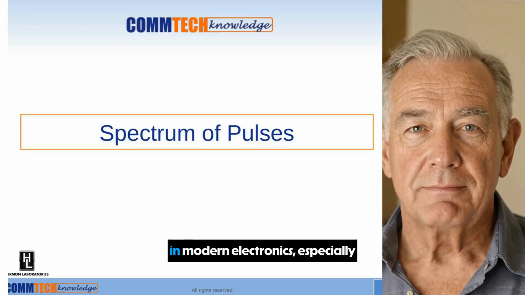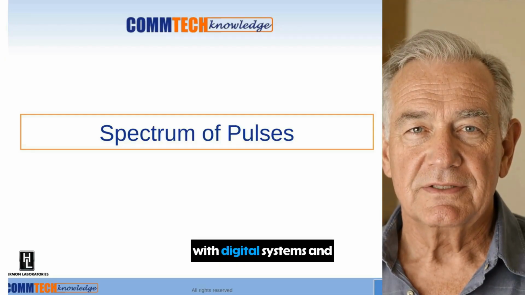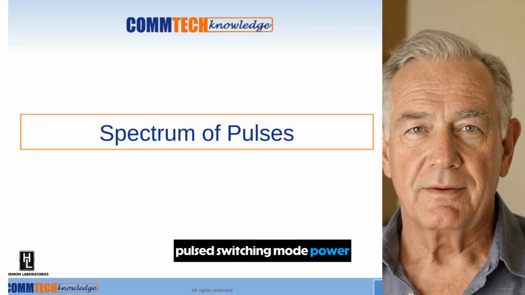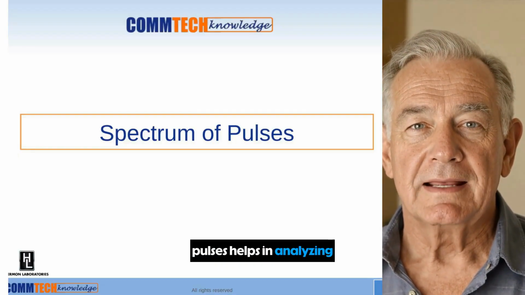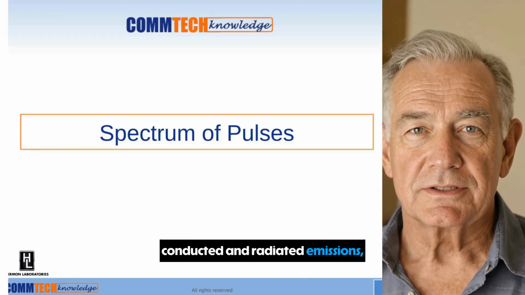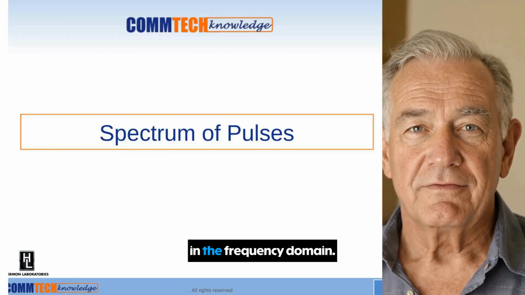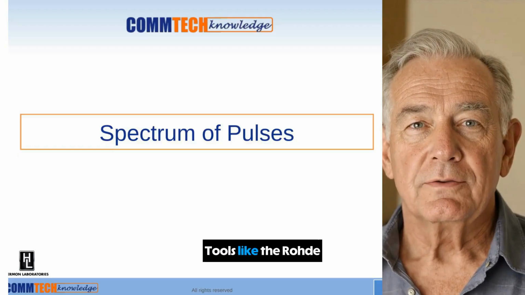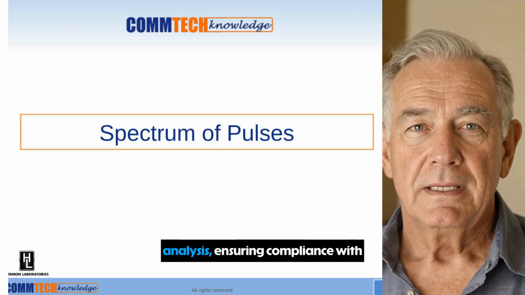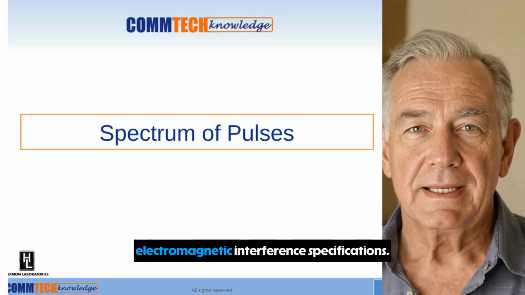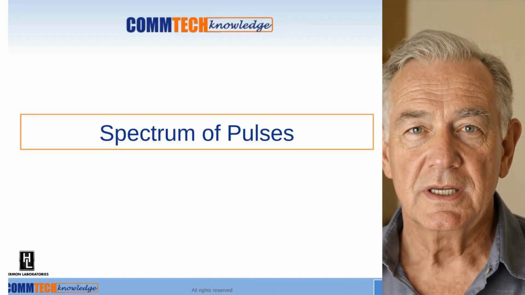Pulse noise is crucial in modern electronics, especially with digital systems and pulse switching mode power supplies. Understanding the spectrum of pulses helps in analyzing conducted and radiated emissions, which are often specified in the frequency domain. Tools like the Rohde & Schwarz spectrum analyzer are essential for this analysis, ensuring compliance with electromagnetic interference specifications.